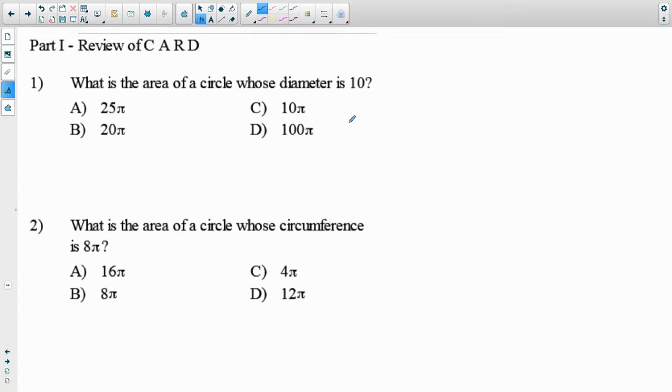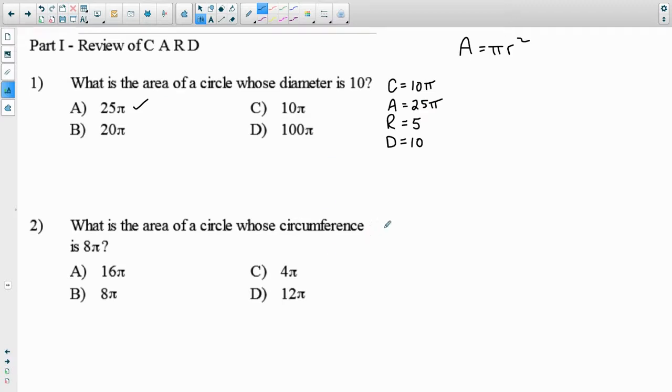What is the area of a circle whose diameter is 10? I'm just going to practice my little cards here. So I'm going to write a little card out here. They're giving me the diameter, which means I know that my radius is half, which is 5. I know my circumference will be my diameter times pi. But if you remember that the area is equal to pi r squared, we know that our radius squared is 5 squared, which is 25 times pi. Since the answer right here was in terms of pi, that was simple enough.